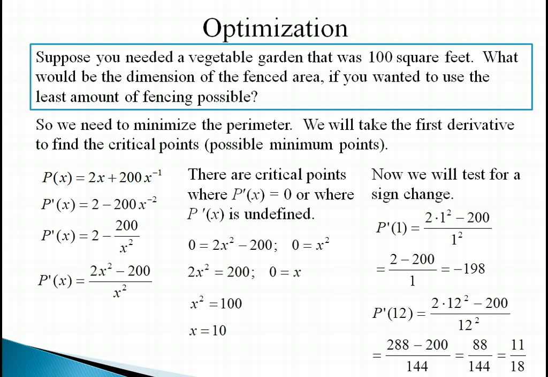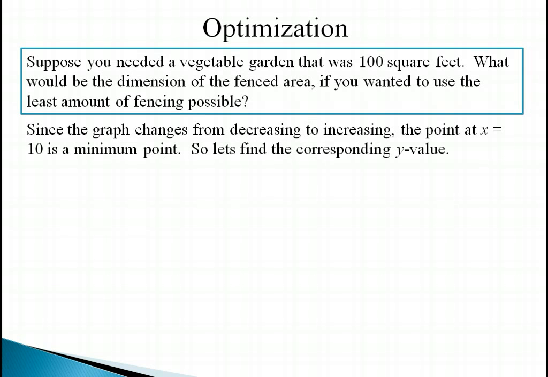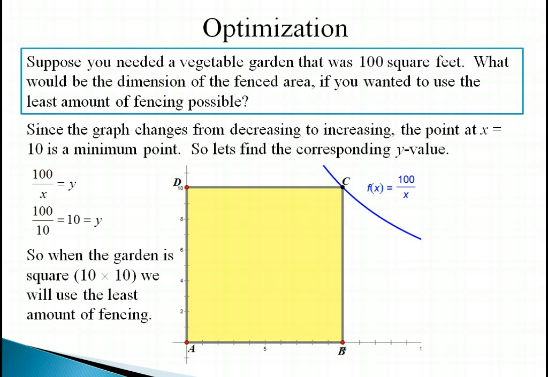So if your graph goes from decreasing to increasing, the critical point in between must be a low point, so it's a minimum point. So that minimizes our fencing. Now what we want to do is find our corresponding y value. So we're going to plug that into our equation for y, which is 100 over x. So that gives us out 10, and that's our 10 by 10 square that we were talking about earlier. So we would have the least amount of fencing possible when we have a 10 by 10 fenced area.